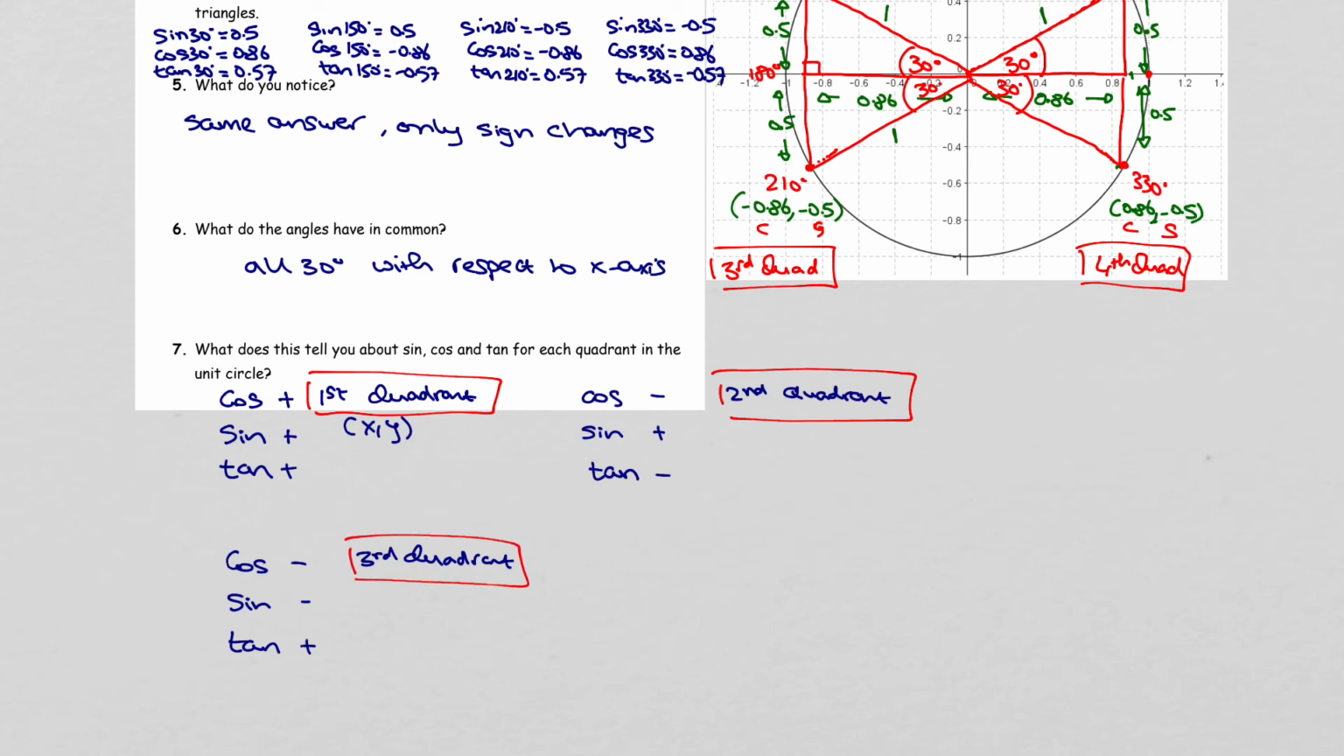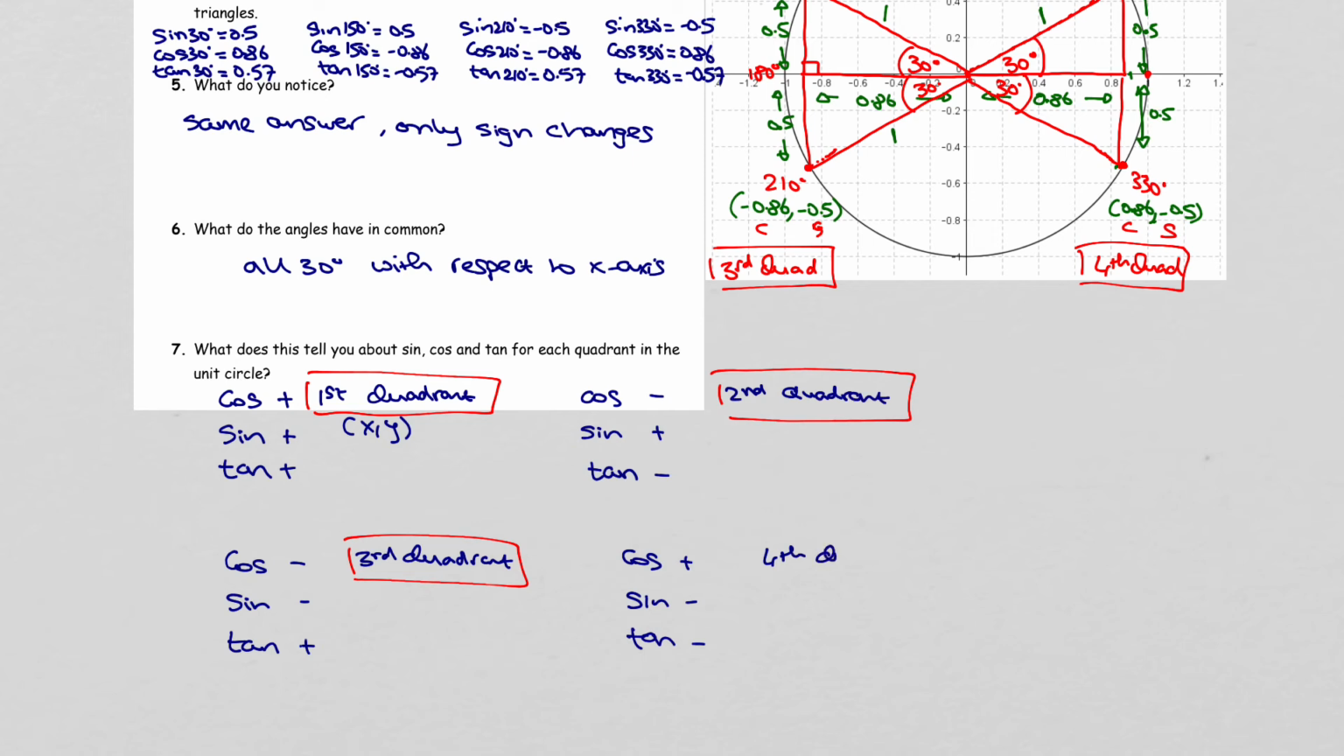And then in the fourth quadrant, I can see that cos is always going to be positive, because that's going out in the positive x direction to get to the fourth quadrant. Sine is always going to be negative, because I'm always going down to get to a number in the fourth quadrant. And tan is a negative number divided by a positive number. So that means that tan is always going to be negative in the fourth quadrant.